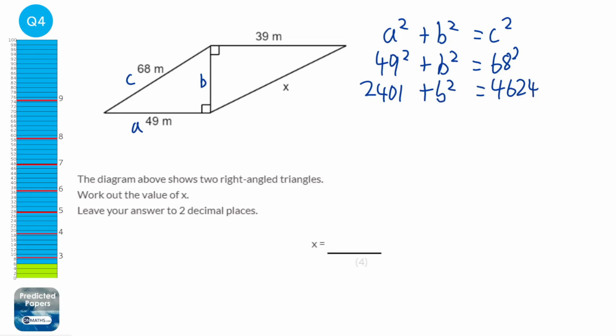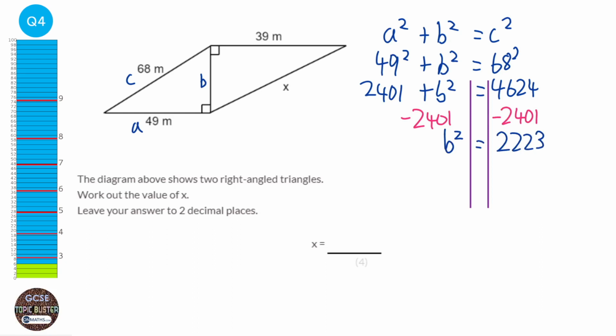4,624. So we are solving here, so let's get our lines down. And we're going to start by subtracting the 2401 from both sides. So we've got b squared equals 2223. Then we're going to square root both sides, and we've got b equal to 47.148, blah blah blah. Okay, we're now looking at the second diagram, and this time we're going to have A, we've got our B, and we're going to call X the C.